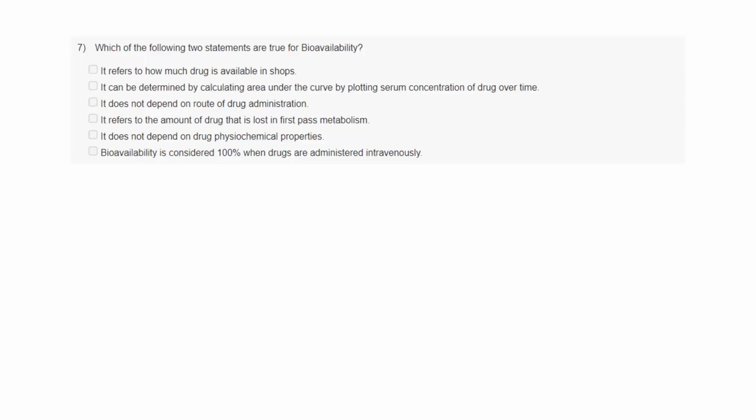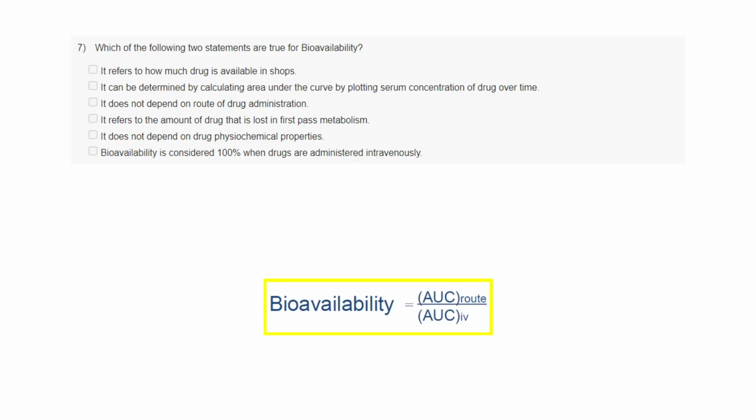Okay, so the next question is which of the following two statements are true for bioavailability? And these are few of the options. You can take your time in reading this and let me know the answer. So this is the formula for bioavailability.